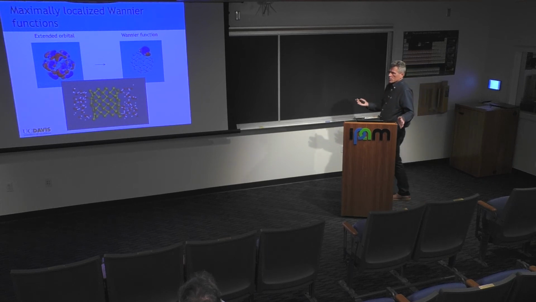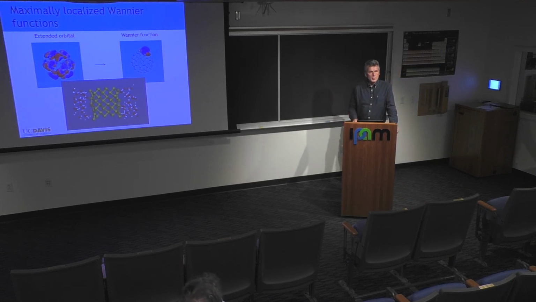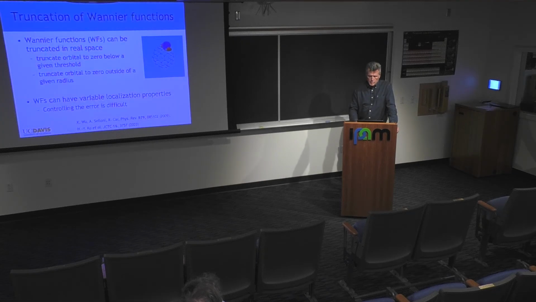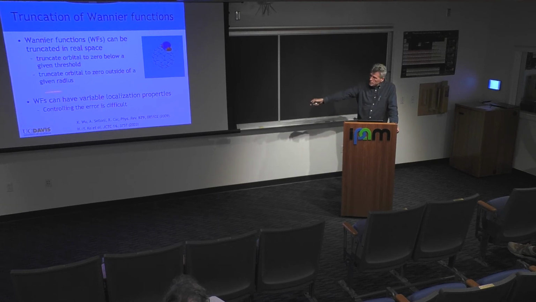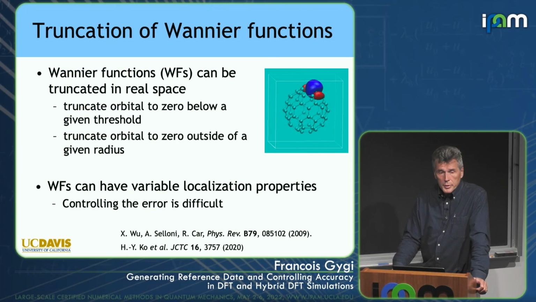How are Wannier functions going to be localized in a system like this? Can I localize all of them nicely to something tightly localized? And the answer is not really. You can truncate them in real space, but you don't really know what error you make when you truncate them. So the statement I want to make here is really this one. The Wannier functions can have different localization properties in different systems. And to control the error when you start truncating these functions is actually very tricky.